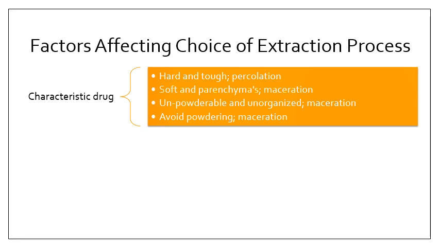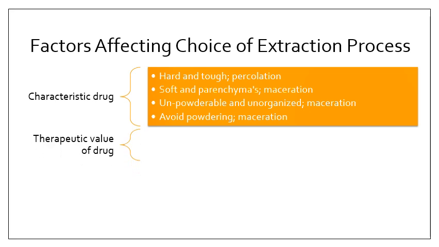The unpowderable and unorganized drugs, the drugs which are in unorganized shape and because of certain reasons cannot be powdered, the maceration process is of course more preferred because for the percolation process we require size reduction. Avoid powdering, maybe because of the dusting, because of any hazardous problem. If we have to avoid the powdering of the drug, again we will go for the maceration.